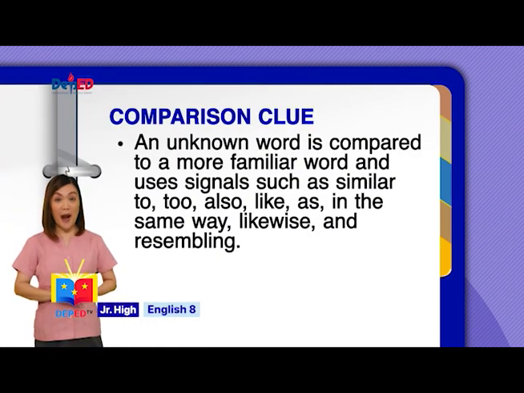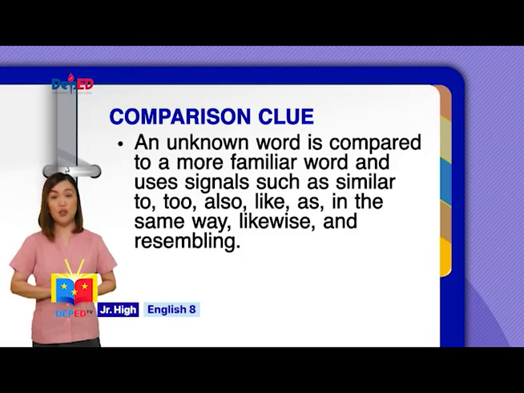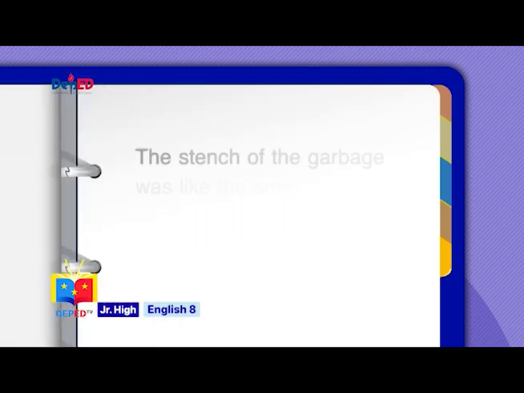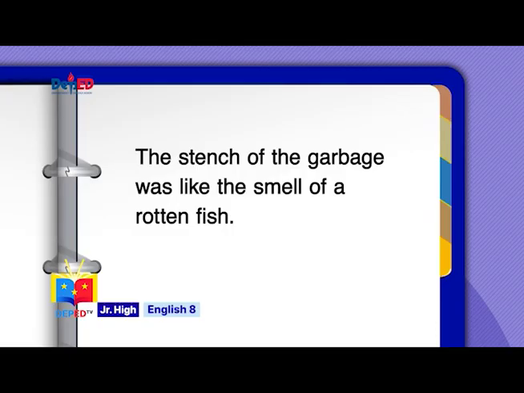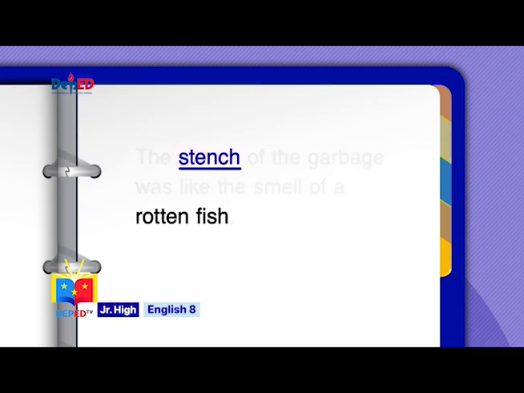Next is comparison clue. An unknown word is compared to a more familiar word and uses signals such as similar to, also, like, as, in the same way, likewise, and resembling. For example, the stench of the garbage was like the smell of a rotten fish. The unfamiliar word in the sentence is stench, and this word's meaning is being compared to a rotten fish.